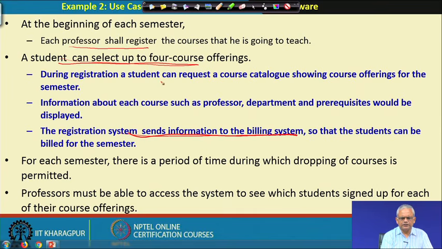So, this is optional. He may or may not request a catalog, and it looks like an extension. So, course catalog is an extension of the use case which is registering for courses. For each semester, there is a period of time during which dropping of courses is permitted. So, dropping a course is a use case for which the student is the actor, because the student initiates it. But how do we represent that there is a period of time during which dropping of courses is permitted?